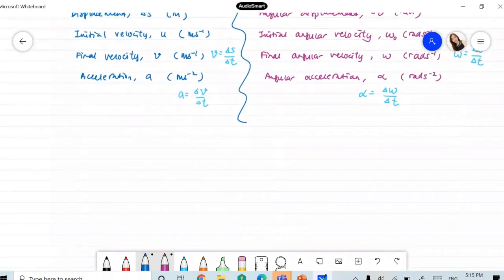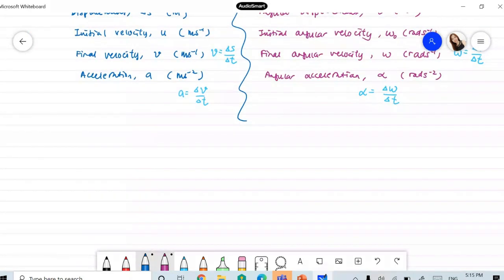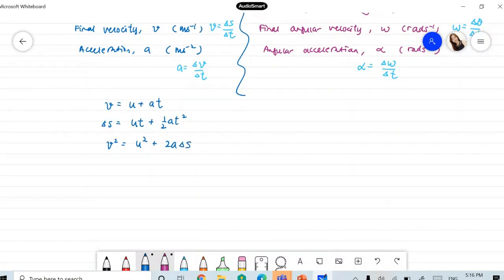The kinematic equations that you learned before: the first one is v equal to u plus at. Then we have delta s equal to ut plus half at squared. Then v squared equal to u squared plus 2a delta s. Eventually we also have delta s equal to (u plus v) divided by 2, multiplied by t.